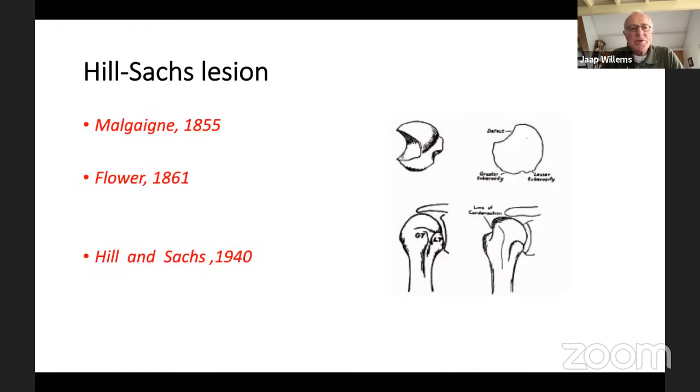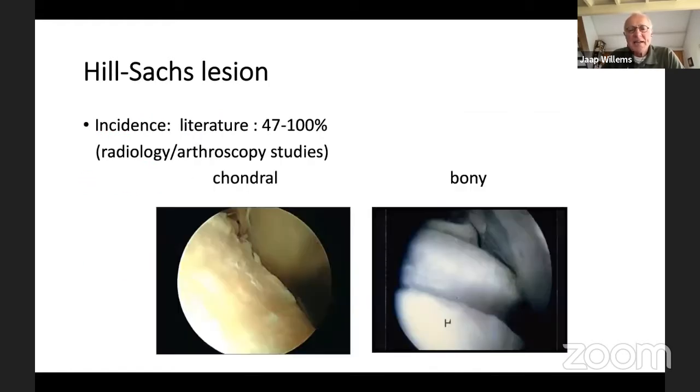A long time ago, the Hill-Sachs lesion was already discovered, but for some reason it has never been very important for us in the treatment until about 10 years ago. We were mainly dealing with the glenoid pathology, but the incidence is quite high. If you include the arthroscopy studies, it is up to 100% if you have a recurrent dislocation. It can just be chondral, which you don't see on X-ray, MRI, or CT scan, but it is very, very often present, as shown here on the left.